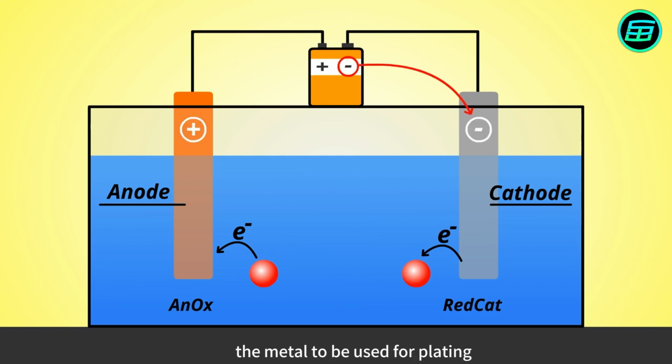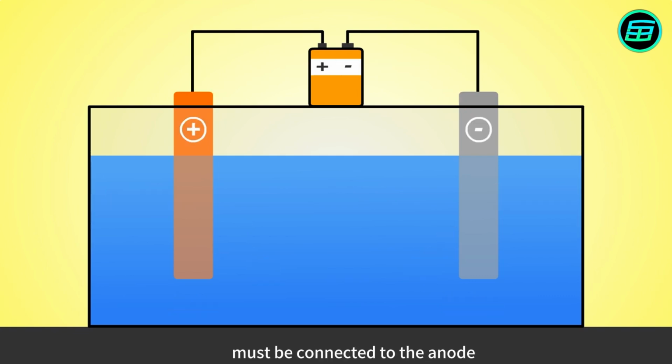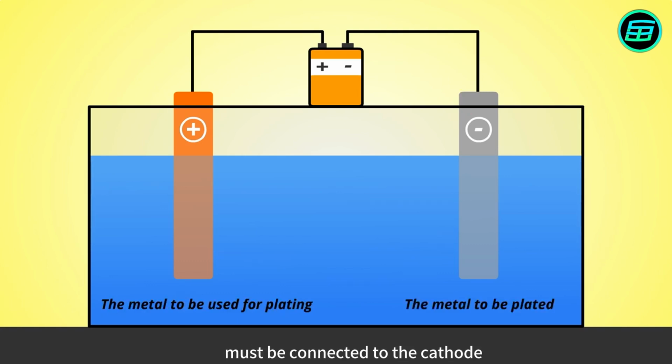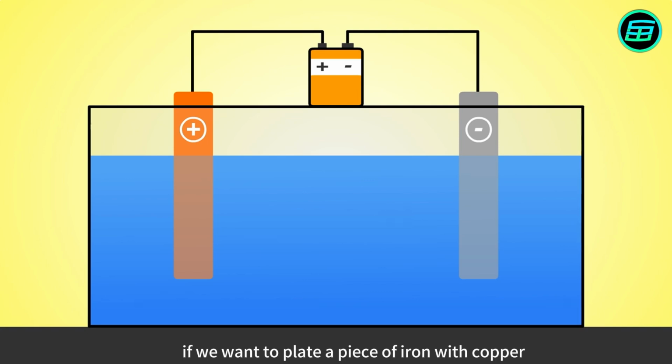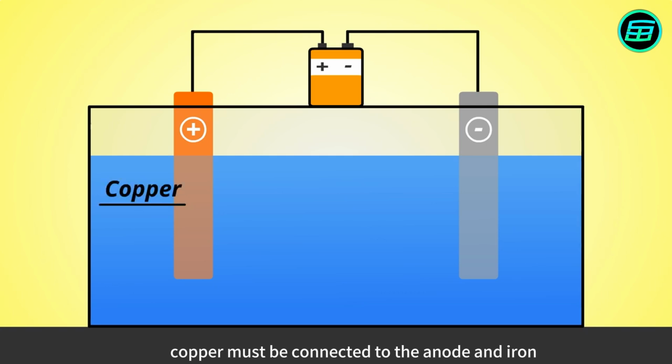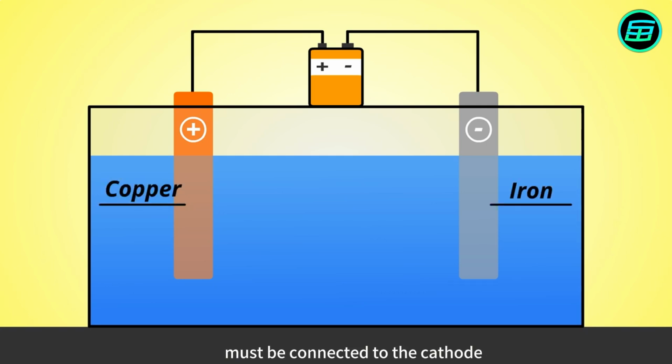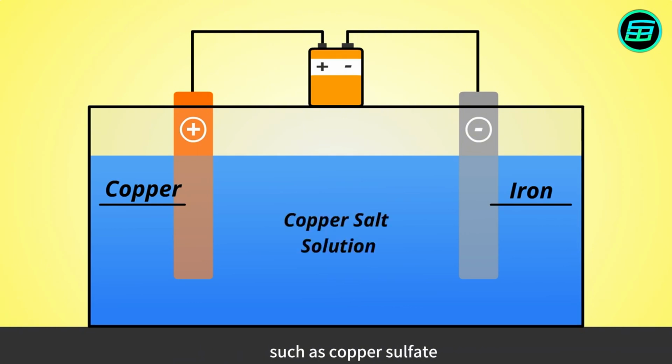The metal to be used for plating must be connected to the anode, whereas the metal to be plated must be connected to the cathode. Also, the electrolytic solution must be a solution of a salt of the metal used for the anode. For example, if we want to plate a piece of iron with copper, copper must be connected to the anode and iron must be connected to the cathode. Also, the electrolytic solution must be a solution such as copper sulfate or copper chloride.